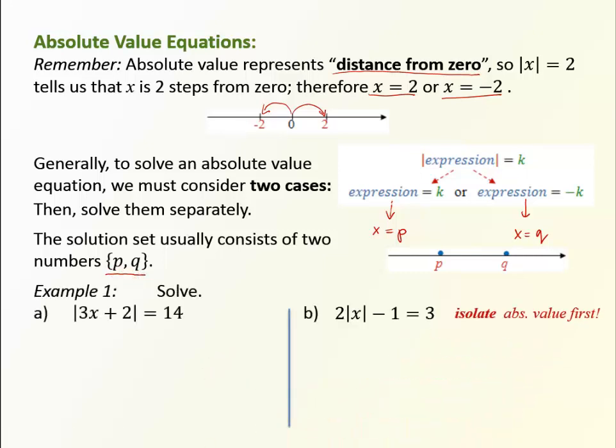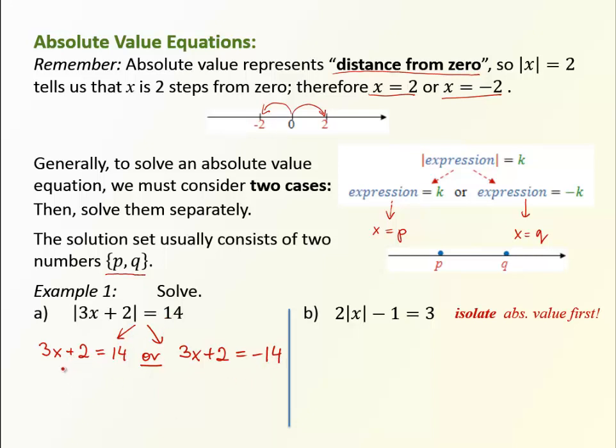Let's try some examples. The first example, we have absolute value of something equals 14. So we rewrite this equation in 2 cases. Either the expression 3x plus 2 is equal to 14, or, and please write this word or, your expression 3x plus 2 is equal to negative 14, because your expression under the absolute value could be positive or negative. So please don't switch the sign of the expression, just write either 14 or negative 14.